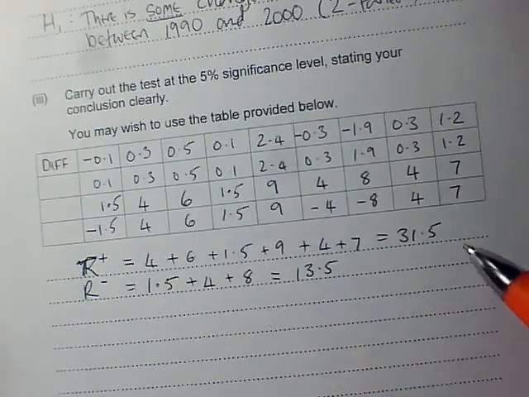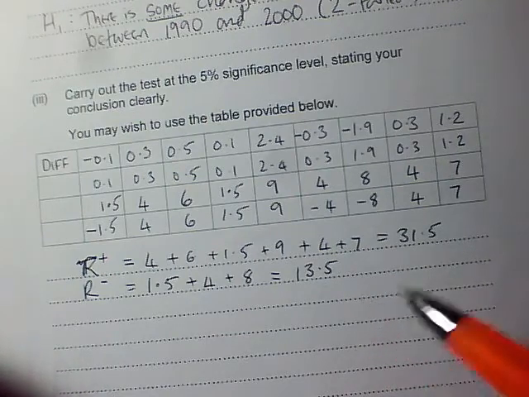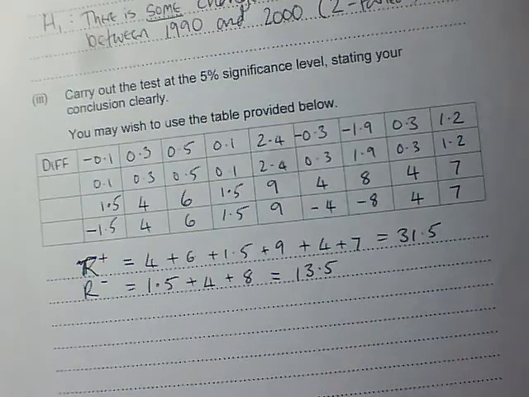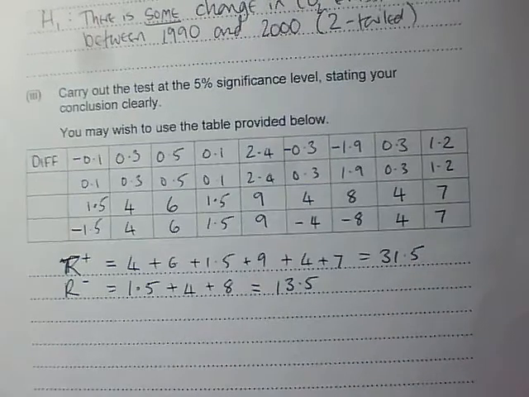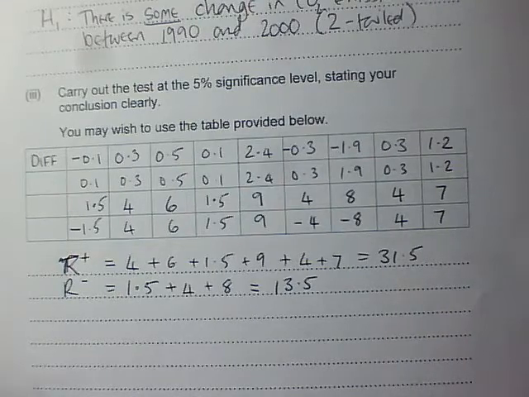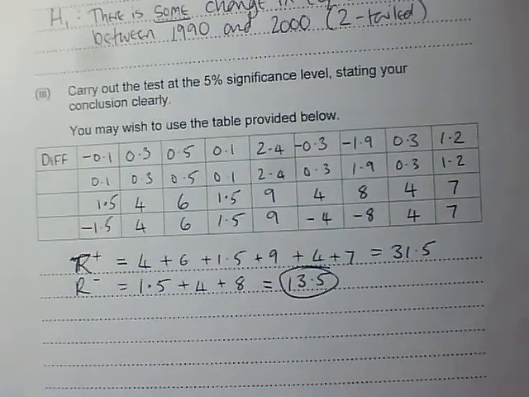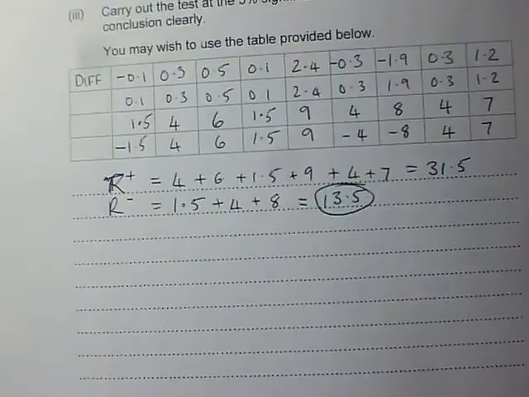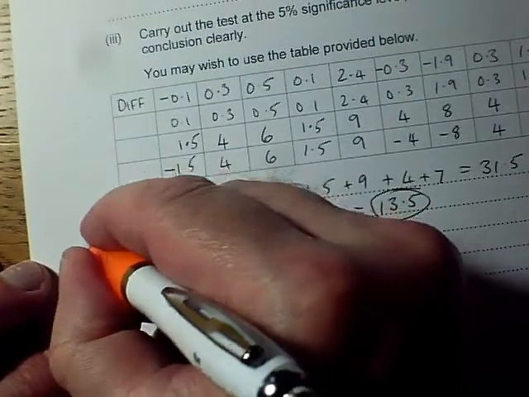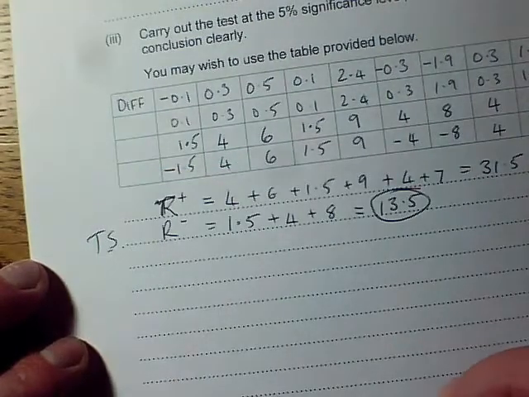So I can look at these and see which way round the data seems to be pointing, and for a one-tail test that would matter, because if I've got significant evidence the wrong way round, then that is not significant in a one-tailed test. I'm alright here because it's two-tailed. So, as always, we take the smaller of these two numbers, and then we draw our diagram. So this is my test statistic. My test statistic is 13.5.